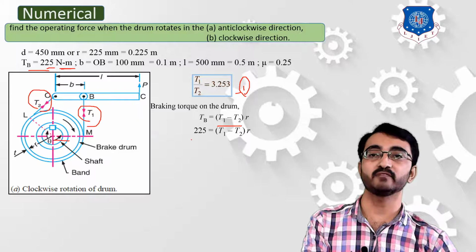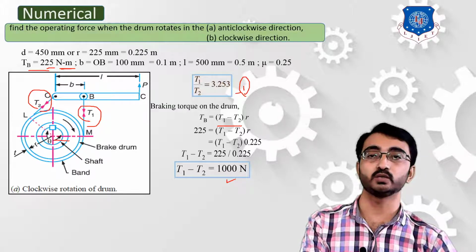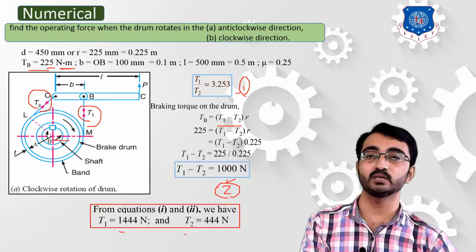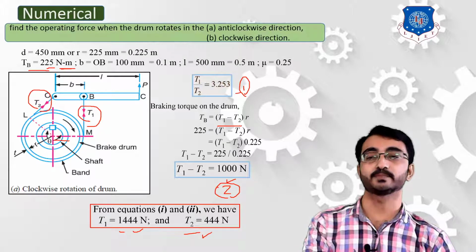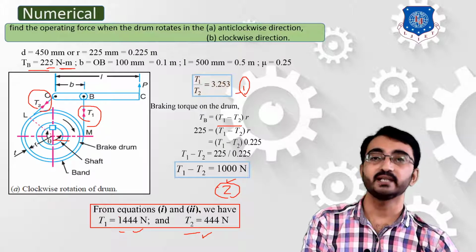By putting the value of TB we will get the relation T1 minus T2 is equal to 1000 Newton. Now using equation number 1 and equation number 2 we can derive the values of T1 and T2, that is 1444 Newton and 344 Newton. In this way we can derive the values of T1 and T2.